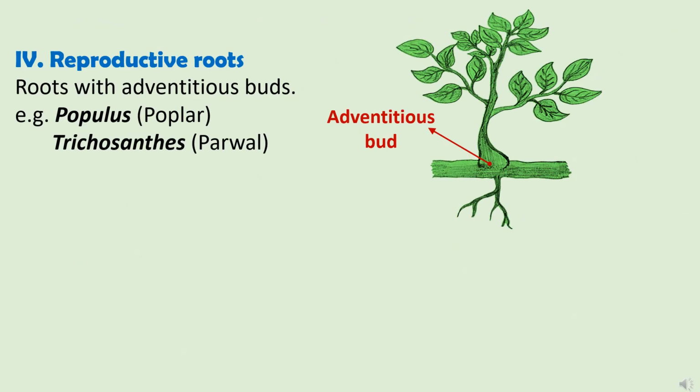Then there are the reproductive roots. These are the roots with adventitious buds. Now what are adventitious buds? Adventitious buds are the buds which are present at any part of the plant except the axil of leaf and apical part of a plant. These buds can grow to form a new plant. Such roots are found in the poplar and the purple plant.